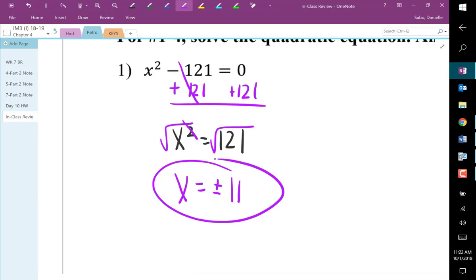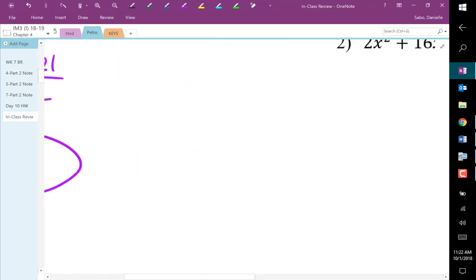So pretty straightforward, not too hard of a task here. Questions on 1? I want this to be the best test you have all year because you're going to be super prepared for it. There's not much material on it.